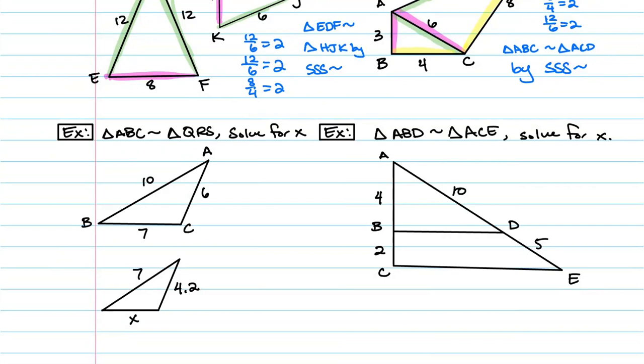So in this example, they're telling me triangle ABC is similar to triangle QRS. Since they are similar, I can set up corresponding fractions, all right? I just need to match up sides. So let's see, I'm gonna match up the large side with the large side. So 10 and 7 are my large sides. My small sides are 6 and 4.2, which means my medium sides must be 7 and x.